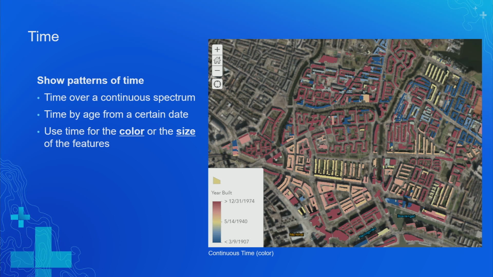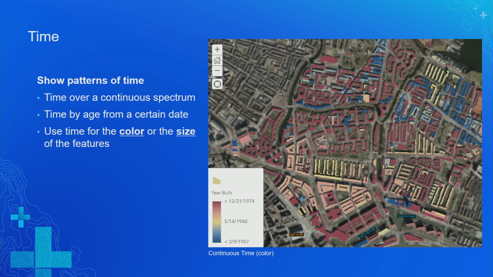Another technique that you can do in smart mapping, this was not always available, is you can choose a date field. If you have a field that is in a date format, smart mapping will actually recognize that it's a date field and offer you a way to map that. You can either map it over a continuous time spectrum, new to old, or you can do it by age.